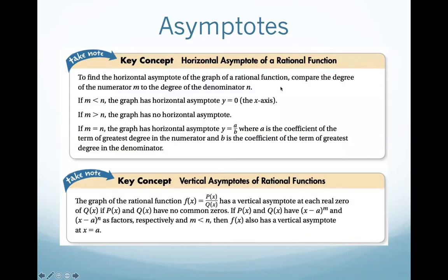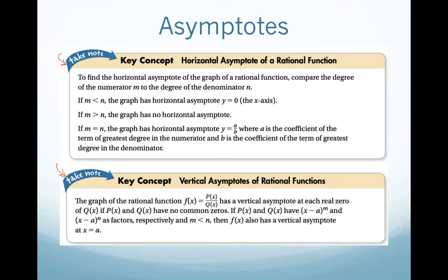Okay, so we talked about vertical asymptotes, and that comes from the factors in the denominator. That's what this box here says. Vertical asymptotes come from the factors in the denominator that would make the denominator 0, okay? The top box is talking about what's called a horizontal asymptote.